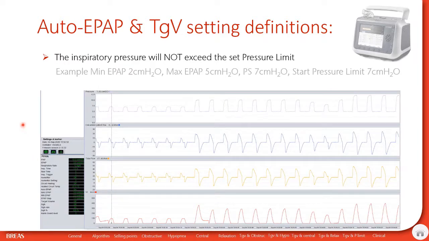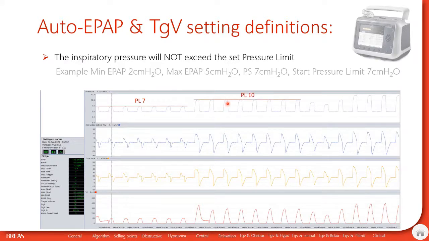Here in this case, we'll look at different settings of the pressure limit. In this example, we have a setting of minimum EPAP of 2, maximum EPAP of 5, so allowing the EPAP to vary between 2 and 5 centimeters of water. We ask for a pressure support of 7 centimeters of water on top of the actual pressure, and in the first part, the pressure limit is put at 7. And what you will see here is that the breath is not completely delivered. The pressure limit blocks the actual inspiratory pressure at 7.